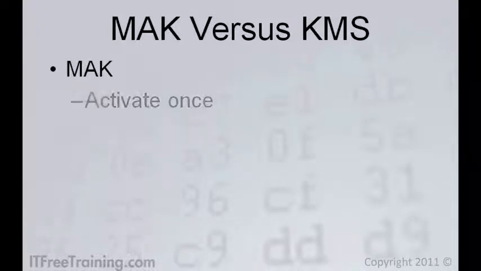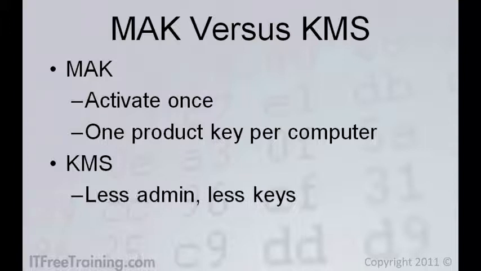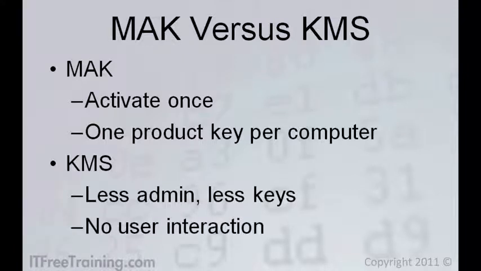The decision on whether you use MAK or KMS depends on your needs and how many computers that you have. MAK has the advantage that you only need to activate your computer once. The big disadvantage is that you need a separate product key per computer, so keeping track of all those product keys can become a big job. KMS has the advantage that one product key can activate many computers. This means that you don't have to keep track of a lot of product keys. KMS also requires no user interaction. When correctly set up in DNS, the KMS client will automatically find the KMS server. The user does not need to enter a product key or run the activation wizard.